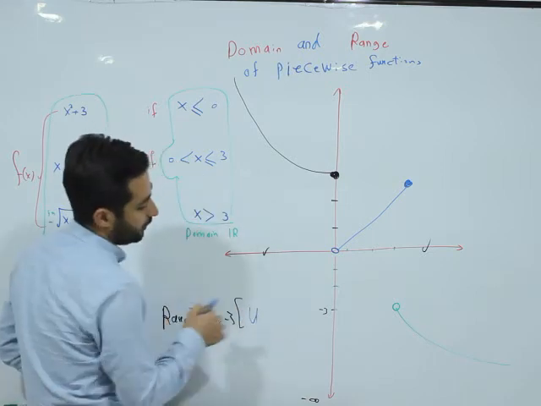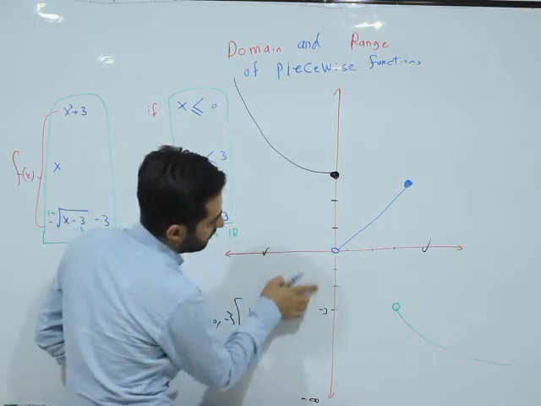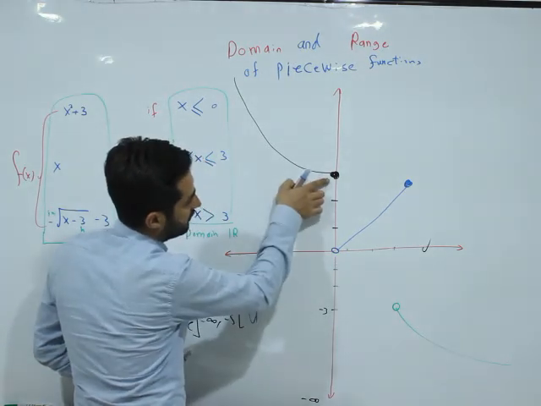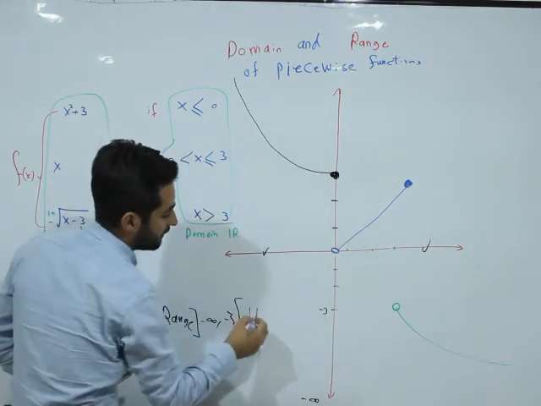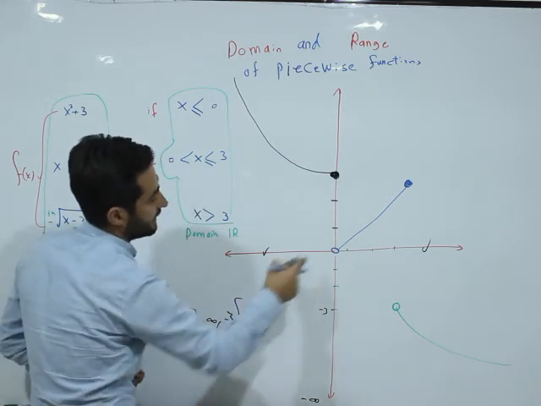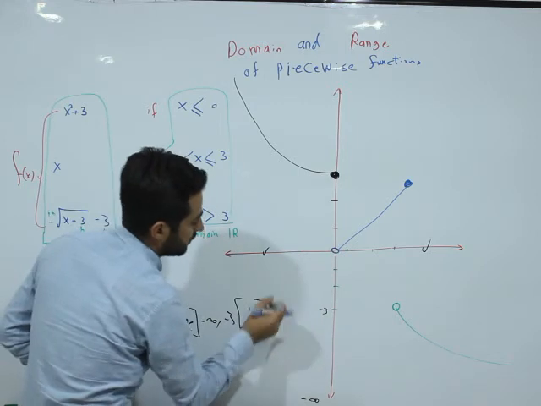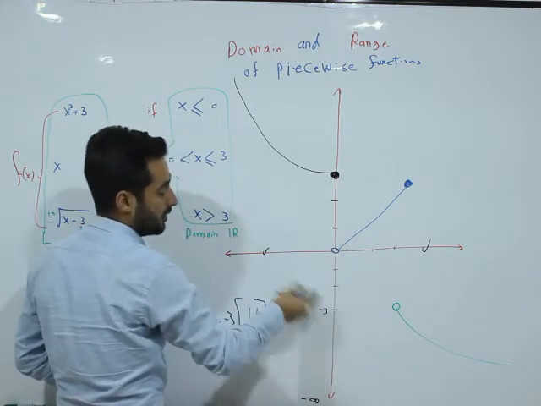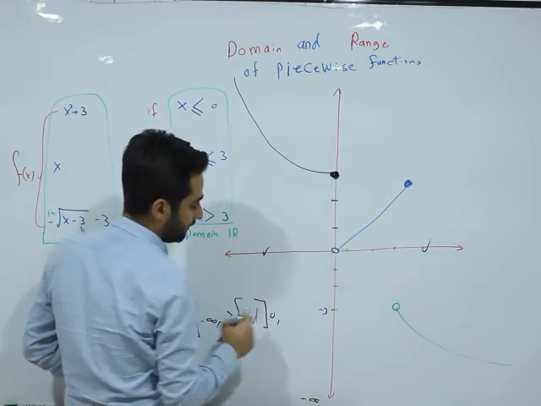And then we can say union. Do we have any graph from minus 3 till 0? No. But from 0 till infinity we have graph. So union with 0 till infinity. Is 0 included? No, 0 is not included. For the y-axis, not included. For the x-axis, yes, included.